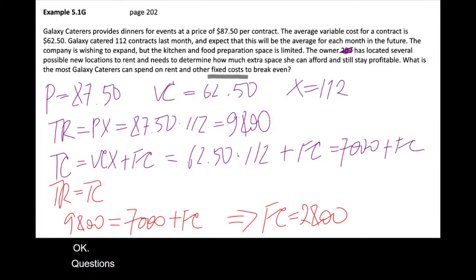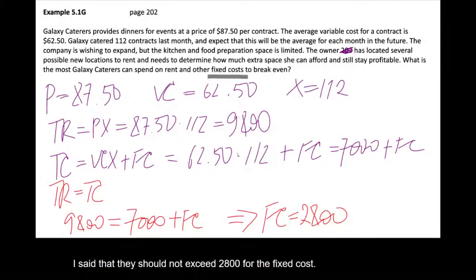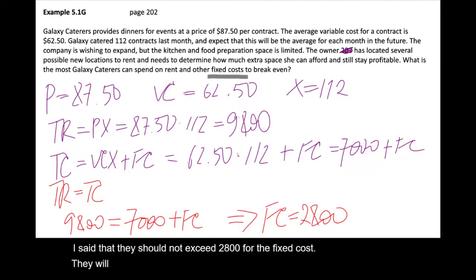Questions, people? Yes, you said that they shouldn't. What was the last thing you just said? I said that they should not exceed 2,800 for the fixed cost, because or else they won't make BEP. They will not have any profit. They will have losses.